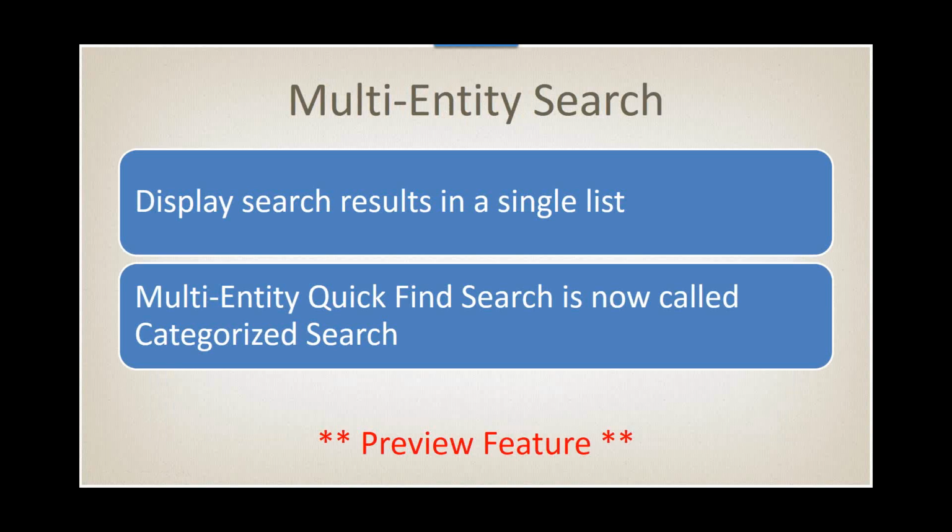But the idea here is, it looks like it will show results to you in a single list that's categorized based on the entity type, instead of the way it works right now with categorized search, where you'll have a group of accounts and contacts and opportunities, whatever it might be, displayed in different lists. So this actually displays it in a single list. That's going to be kind of exciting. And it does use a different search technology, so that's one thing to think about.